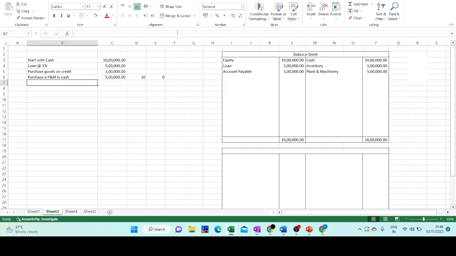Now, guys, goods costing 50,000 are sold on credit at a price of 1,25,000. Right. So you are a good salesman.